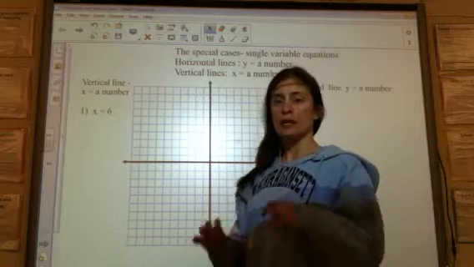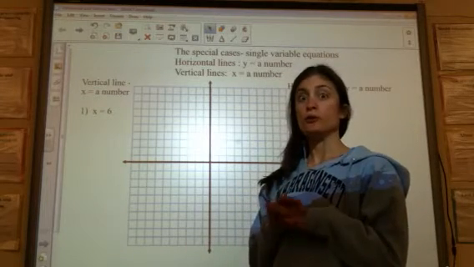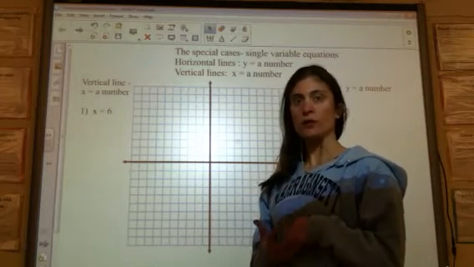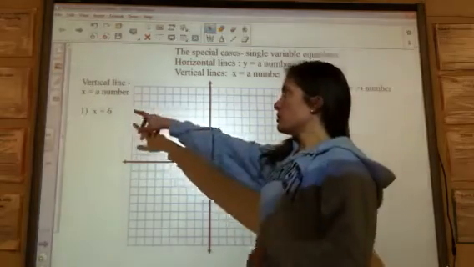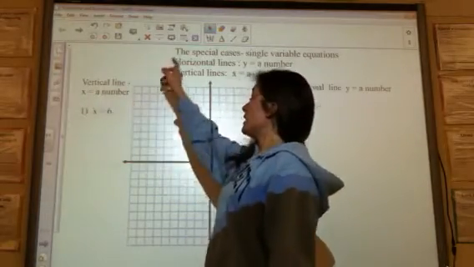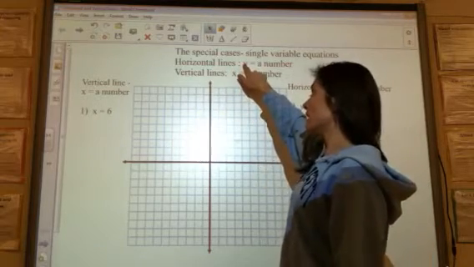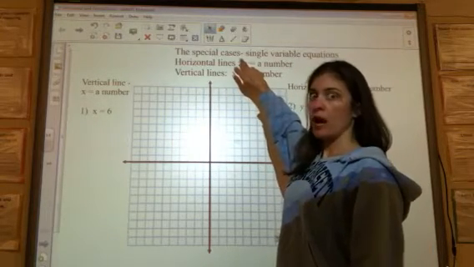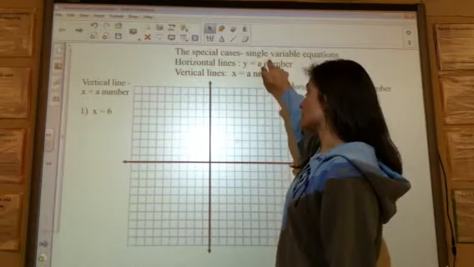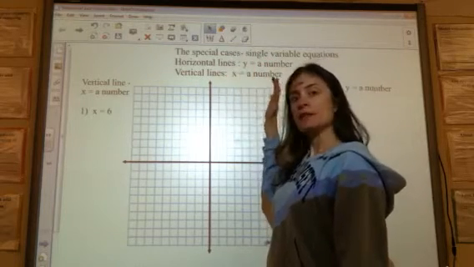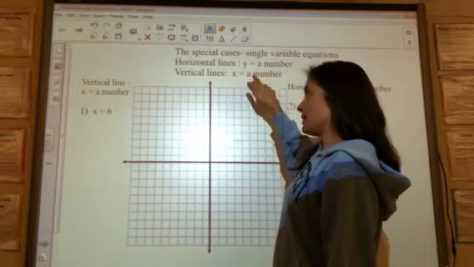Okay, so today's short little video is on two specific types of linear equations. When you look at these two linear equations, you're going to notice that the horizontal lines are only going to have one variable, and that variable is going to be y. So it's going to be y equals a number. And vertical lines, that's just going to be x equals a number.